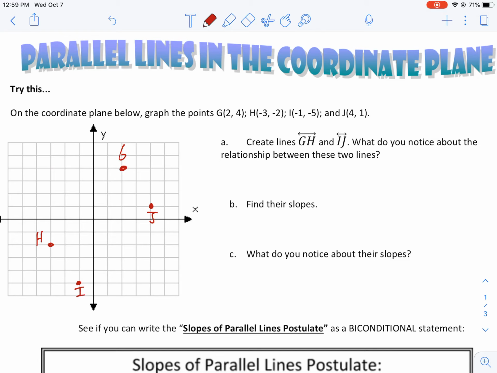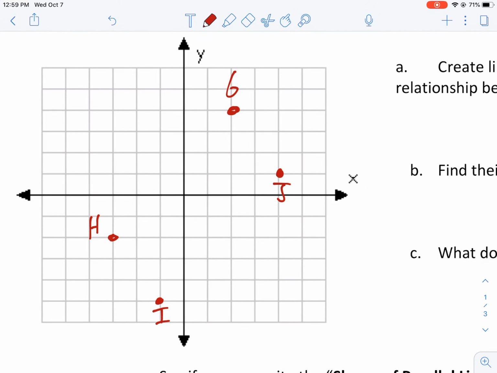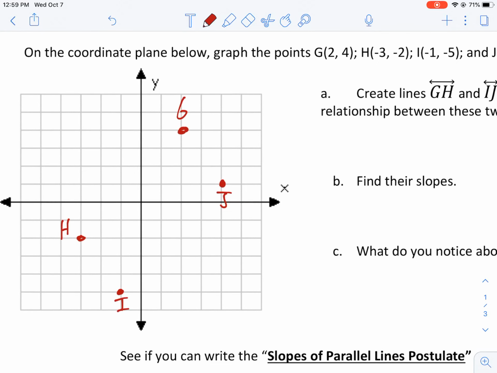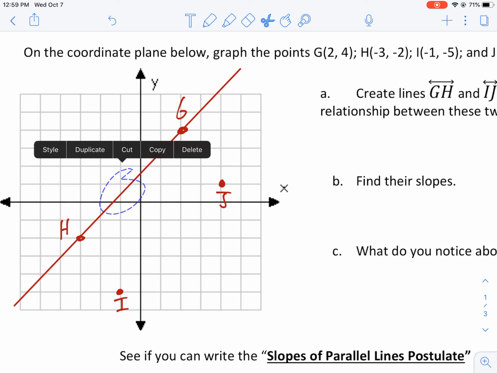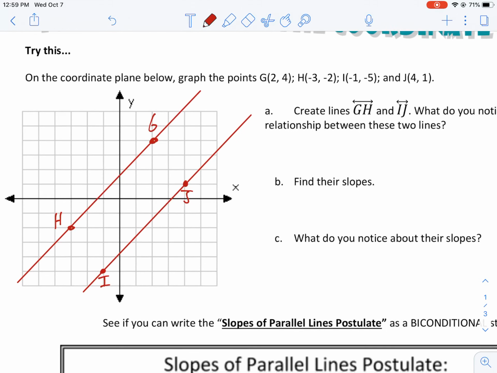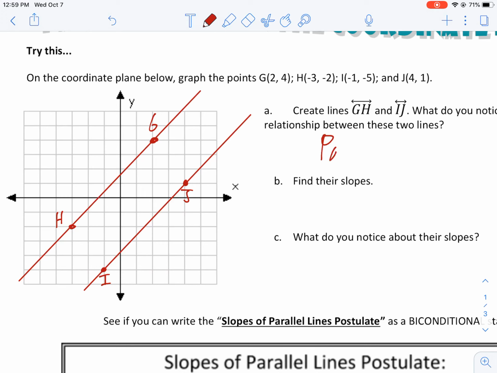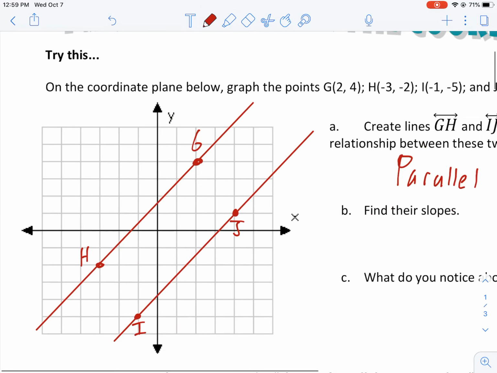Okay, so hopefully you've tried it on your own and you didn't just wait for me to be done pausing. So we're going to see if you got it right. I'm going to create the lines, okay? I'm bad at making lines, so it's going to be like that. Then we're going to do the same thing with IJ, all right? What do you notice between the two lines? Well, it appears to me like the lines are parallel, and that makes sense because what are we talking about today? So next it wants us to find their slopes, all right?